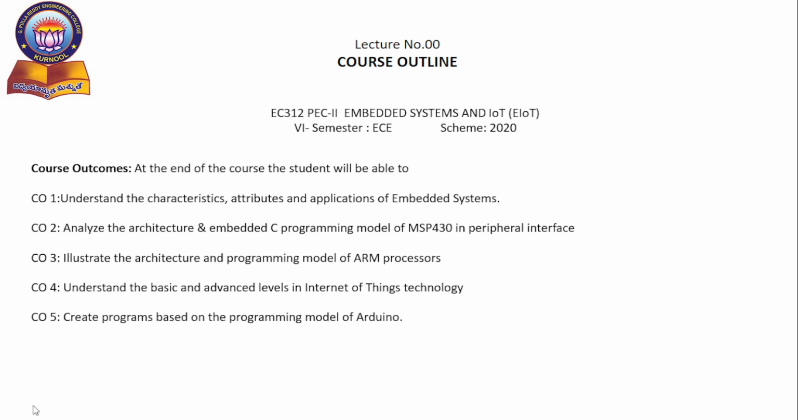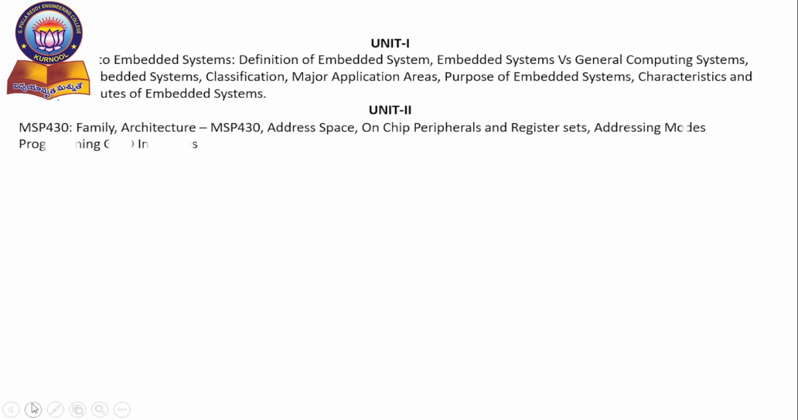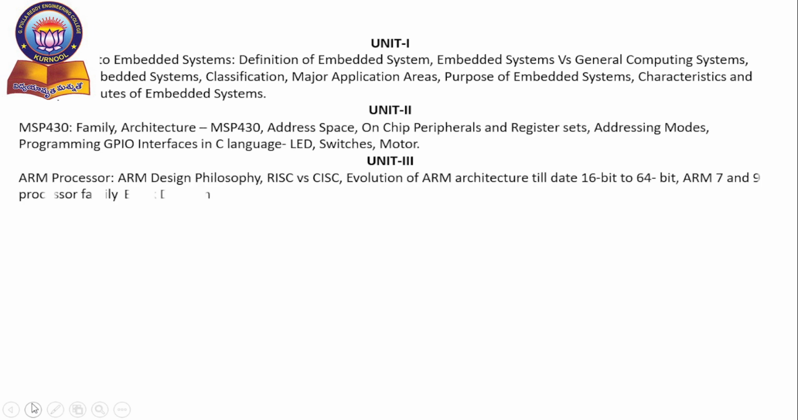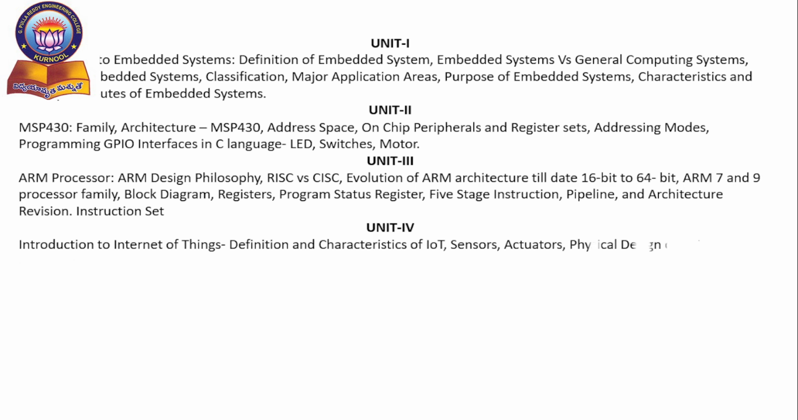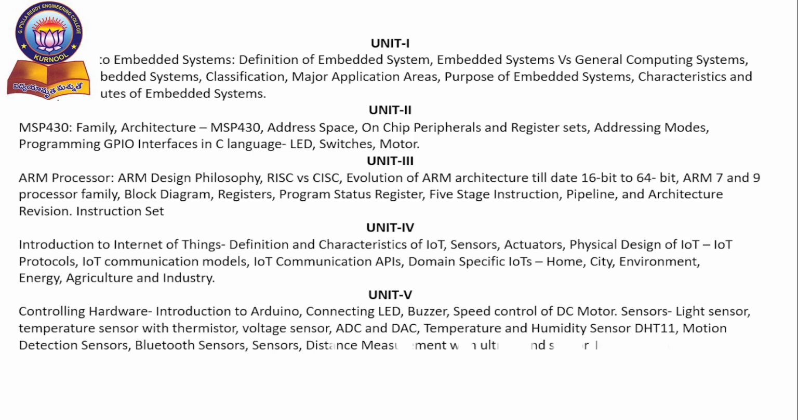Now, in continuation, if we look at what is in each unit, the contents are given as per the syllabus. Unit 1 concentrates entirely on the basics of embedded systems: its characteristics, attributes, purpose, and applications. This unit will help students understand how society is running with embedded devices and non-embedded devices.